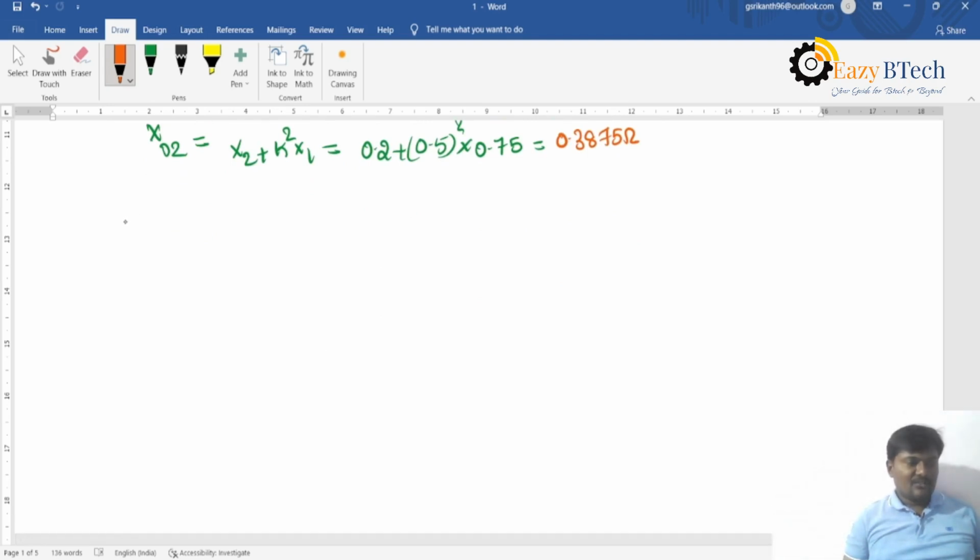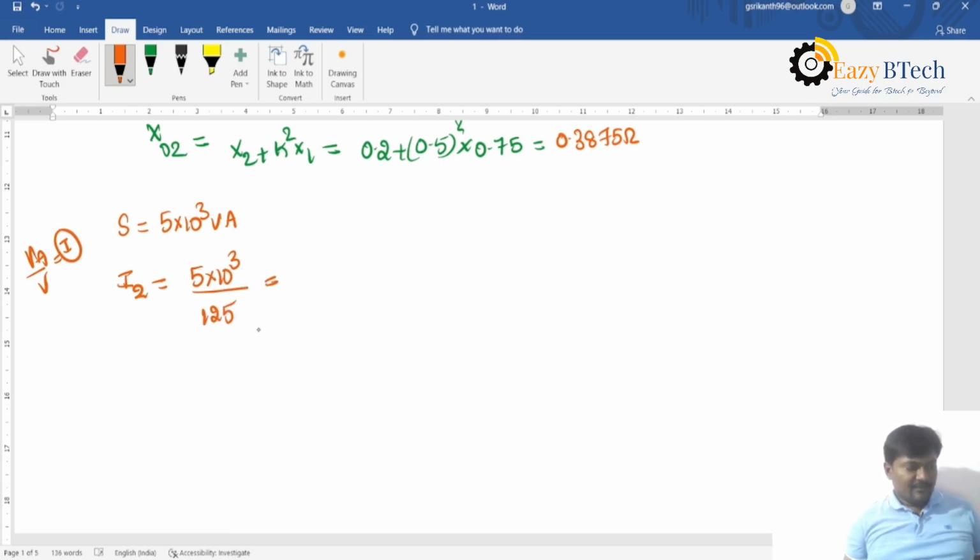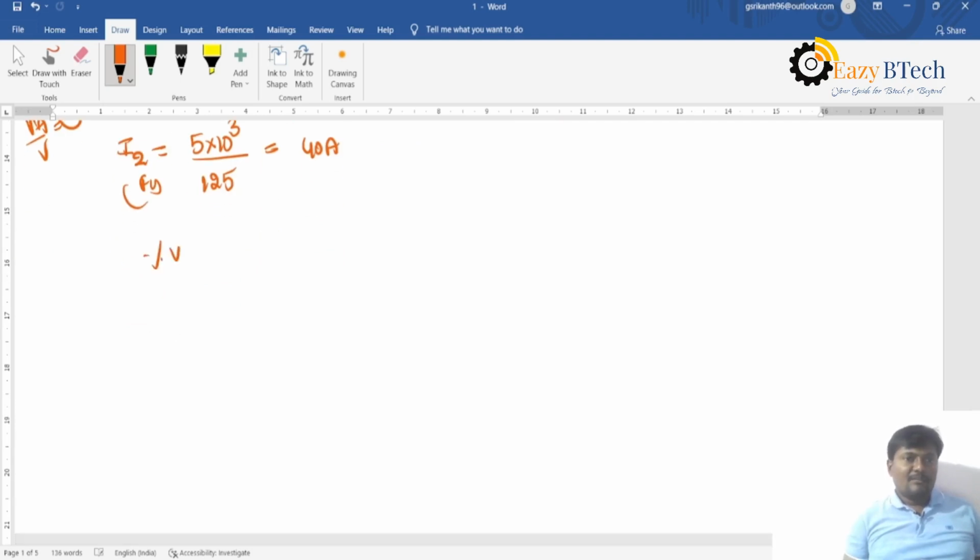We know the kVA of the transformer is 5 kVA. S is equal to 5 into 10 to the power of 3 VA. If you want to find the secondary current, it is volt ampere divided by voltage. So 5 into 10 to the power of 3 divided by the secondary induced EMF, that is 125. So finally I got the full load current as 40 amperes. Then substitute the values in the percentage voltage regulation formula.